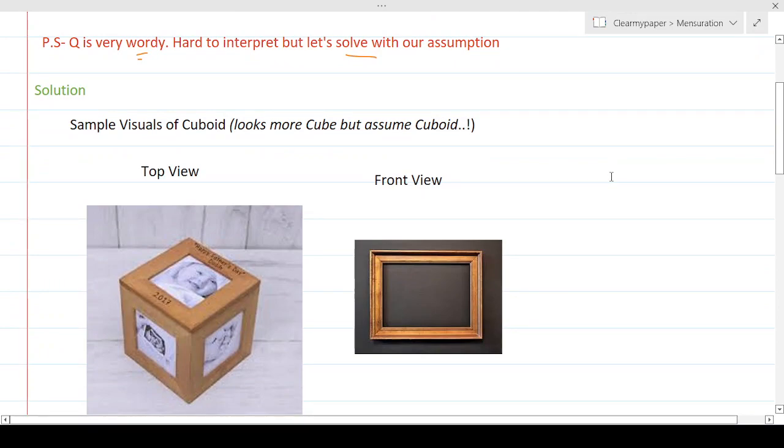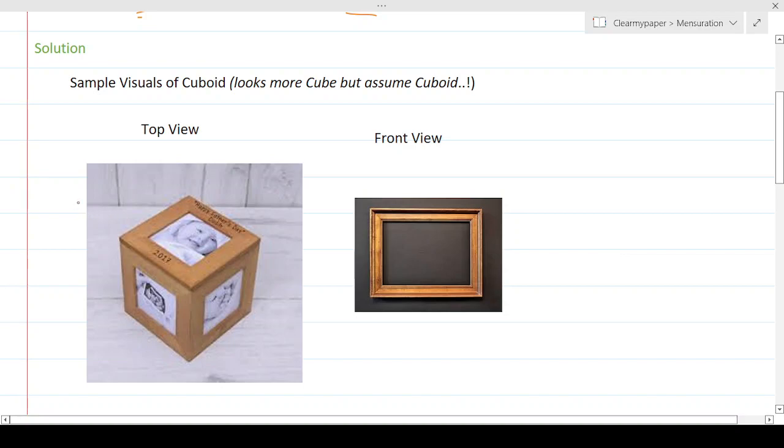So I just copied this. The good thing is the problem is wordy, but look at this baby which is smiling, so that should put you at ease. I've copied two visuals to play around with. Although this looks like a cube, assume that's a cuboid. I didn't get time to search the internet, and that's not important. So assume that it's a cuboid, and this is the overall view.